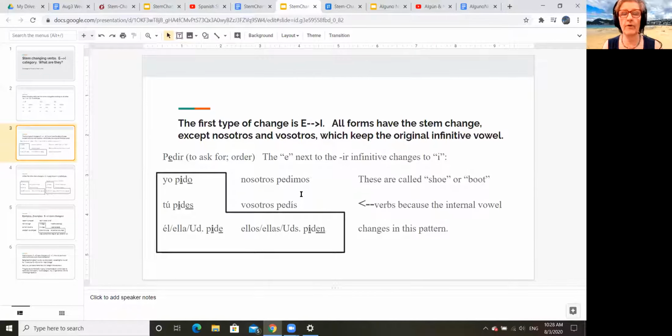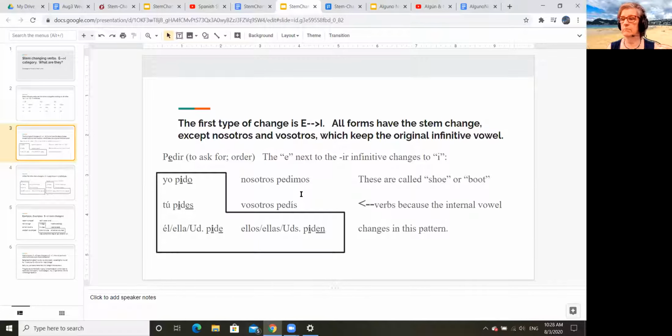Pedir is to ask for something, not to ask a question, to ask for. Or to order something, which is the same as to ask for, right? So, here's how it's going to sound. It will not be IE, it will be just I.